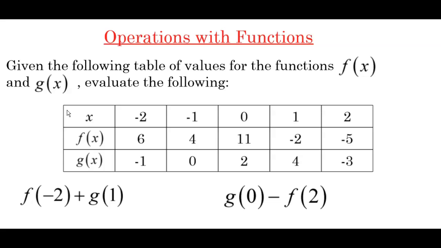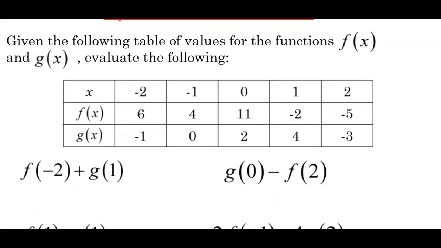Our first example is f of negative 2 plus g of 1. So essentially we want to evaluate each function and then add their outputs together. So f of negative 2, the output is 6. G of 1, so we go to x equals 1, down to the outputs for g of x, and we see the output is 4, and 6 plus 4 is equal to 10.